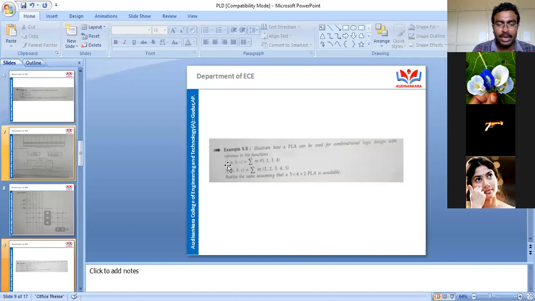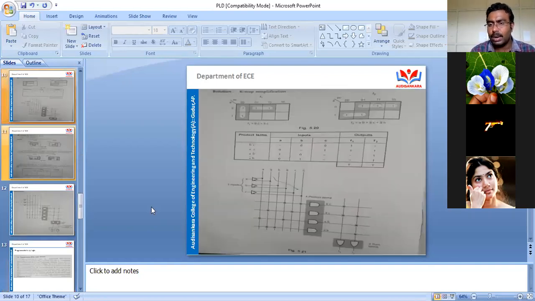You can see here F1 and F2 are the outputs. A, B, C are the inputs, but you should have only 4 product terms in the design part. That you need to check when you are doing your K-map simplification, students. Let us see how you are going to design this PLA with the given conditions 3 into 4 into 2. F1 and F2 are the outputs, A, B, C are the inputs, and you have to use only 4 product terms. Whether that is satisfied or not, you have to check in the PLA programmable table, students.